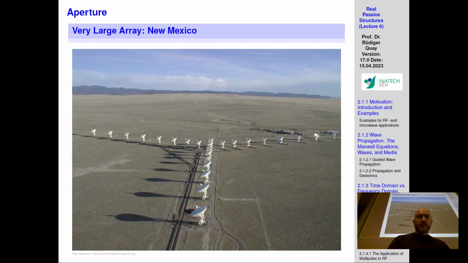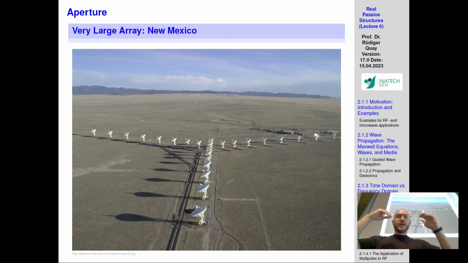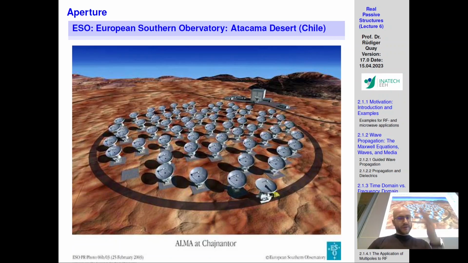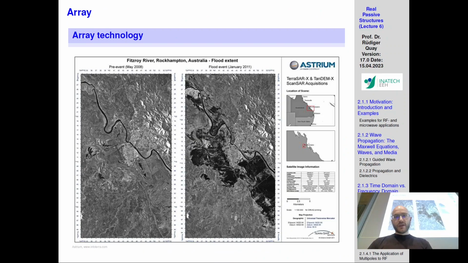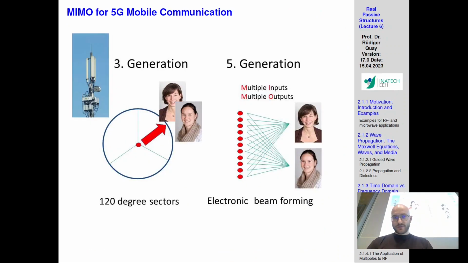In this case, you can see such an example here, trying to increase the aperture by having multiple small dishes in equally distanced positions, instead of having a large dish, and a specific coverage, so that you can span this aperture. Similar here, a 3D rendering of what is done in Chile. And similar concepts are also used in space and so forth.